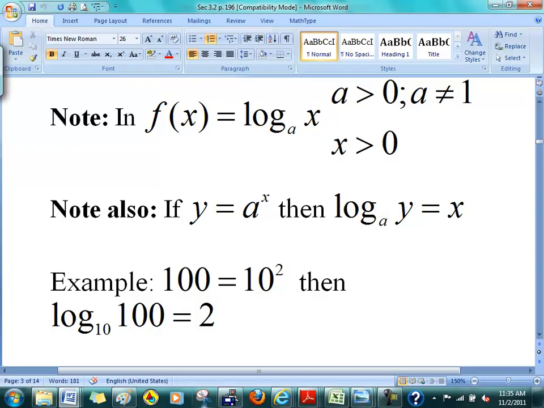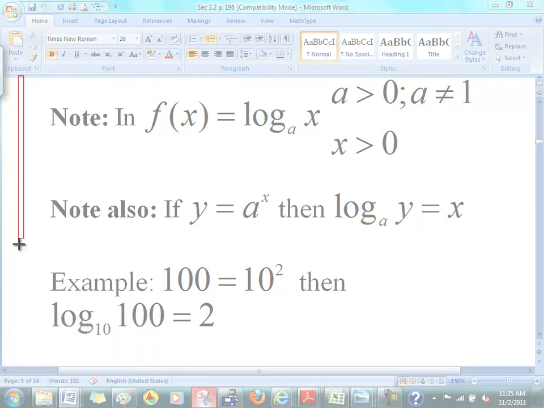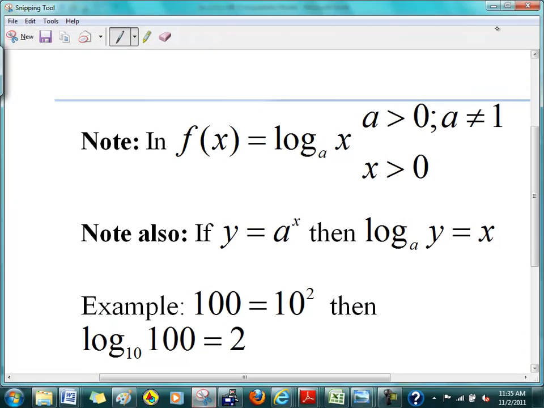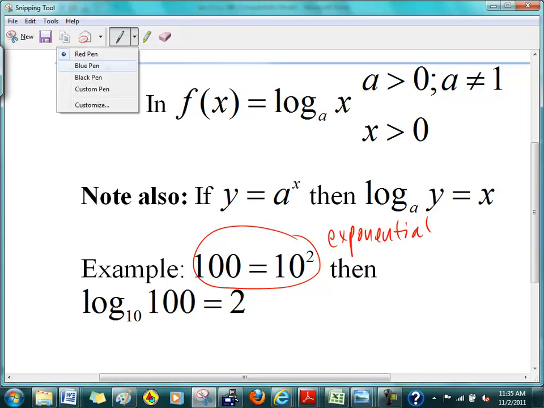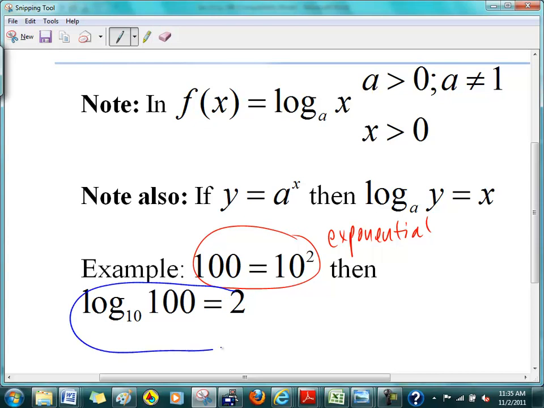So just to talk about the notation that your book uses, the book calls this the exponential representation, and it calls this the logarithmic representation. So you'll see that in your homework. Write something as a log equation or write something as an exponential equation. They'll give you two flavors of that.